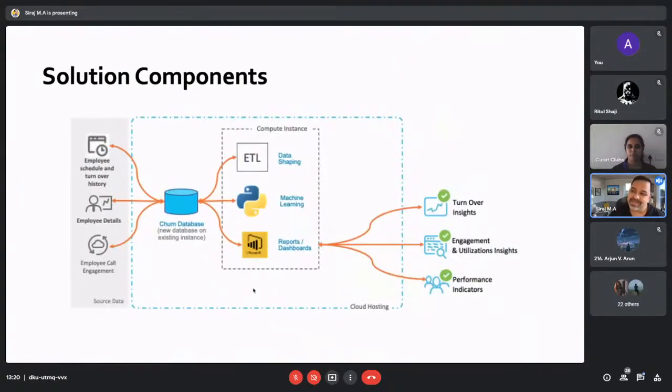The solution itself was quite simple. So all of the bits on the left existed. They had their turnover history, they had employee details, and the call data too, which was pushed into a churn database. So we call it a churn database. We pushed that data into a database, and from there used Python and Power BI.